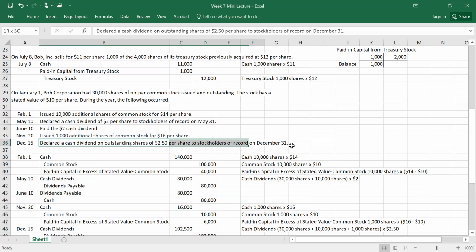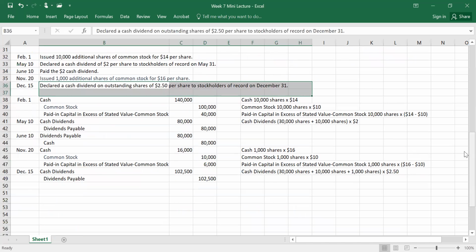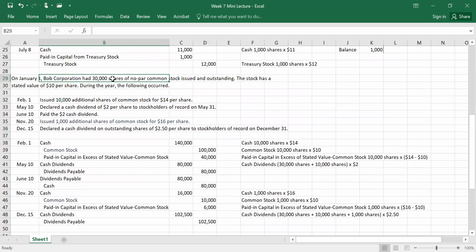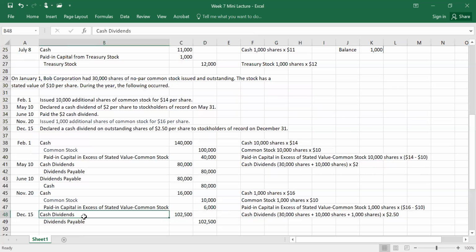Last item, December 15th, declared a cash dividend on outstanding shares of $2.50 per share to stockholders of record on December 31st. So at this time, the number of shares we have is the 30,000 that was in that initial information, plus the 10,000 shares issued February 1st, plus the 1,000 shares issued November 20th. So if we add that together, 30,000 plus 10,000 plus 1,000, that would be 41,000 shares, times $2.50 per share would be $102,500. So we're going to debit cash dividends, credit dividends payable for that $102,500. Again, at this point in time, it's a liability to the company.